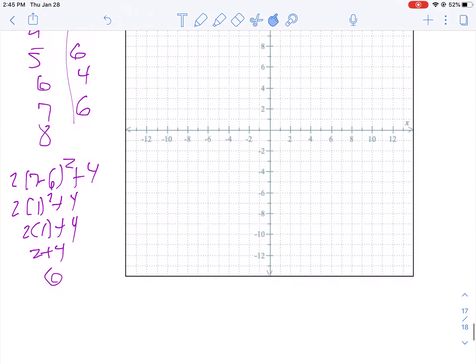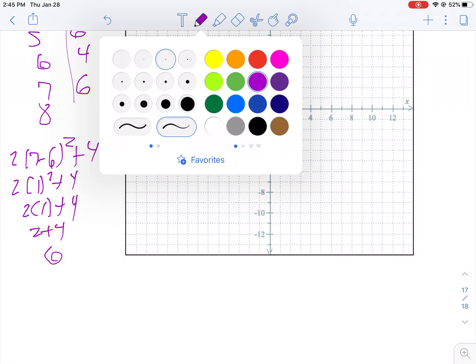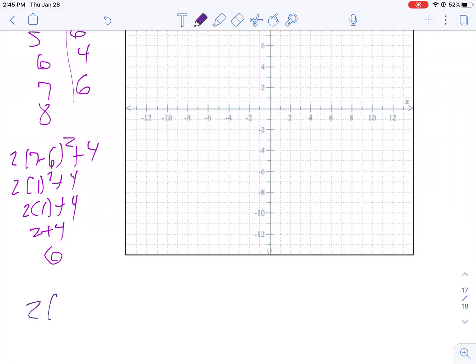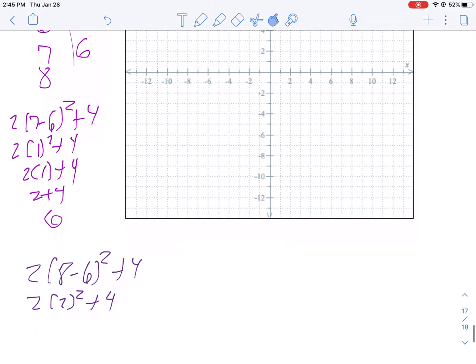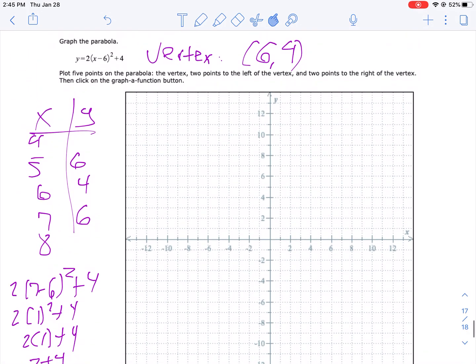Now we'll take a look at what happens when X is 8. So I have 2 times 8 minus 6, the quantity squared, plus 4. So 2 times 2 squared plus 4. 2 squared is 4. 2 times 4 is 8, plus 4 gives me 12. Since I know my graph is symmetric, I know both these points are at 12.